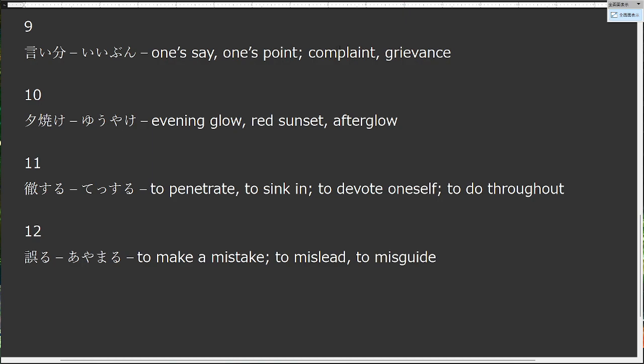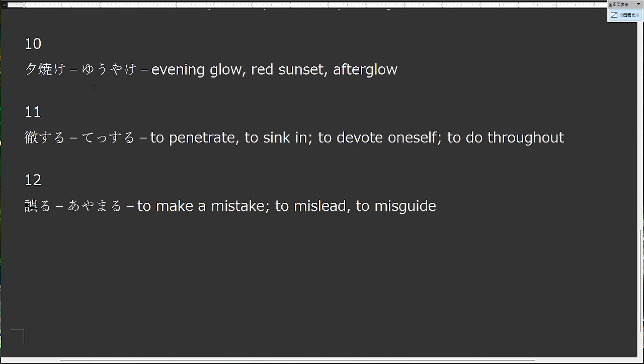Like, let me say my piece. Ibun is one's piece, to say one's piece or part. Ibun desu is one's piece or one's part. Ibun. To say one's piece or one's part. Ibun desu. Ibun is one's say or one's piece.